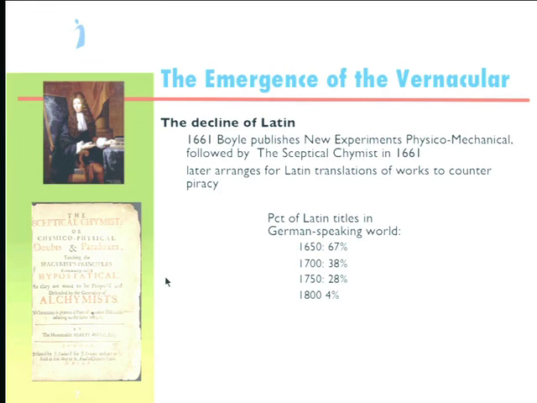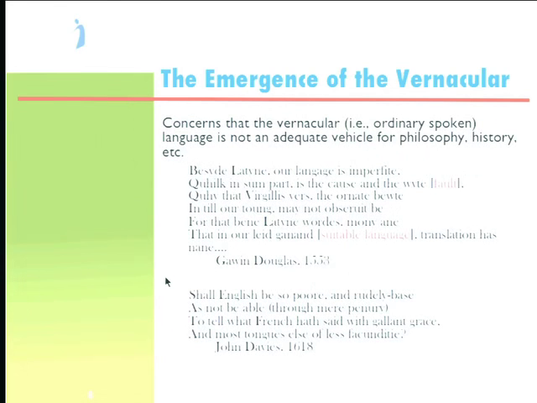So Latin virtually disappears by the end of the 18th century as a means of educated discourse. With this, as people are using the vernacular more and more for literate communication, for writing and philosophy and so on, literature, people become concerned that the vernacular really isn't up to it. I mean, it's a language, it's fine for doing commerce or for buying pigs with and so forth, but it's not a language in which you can do serious writing.